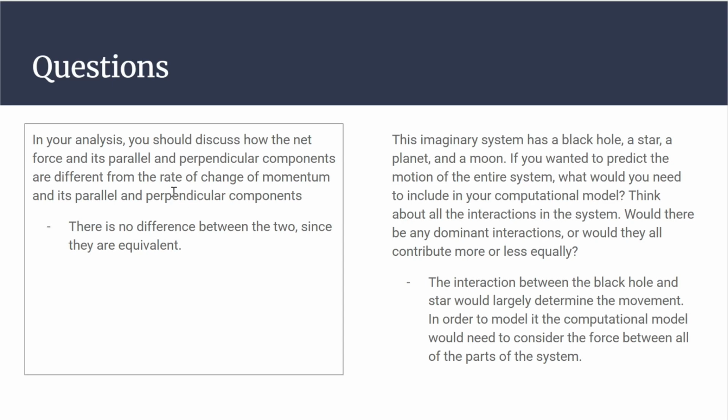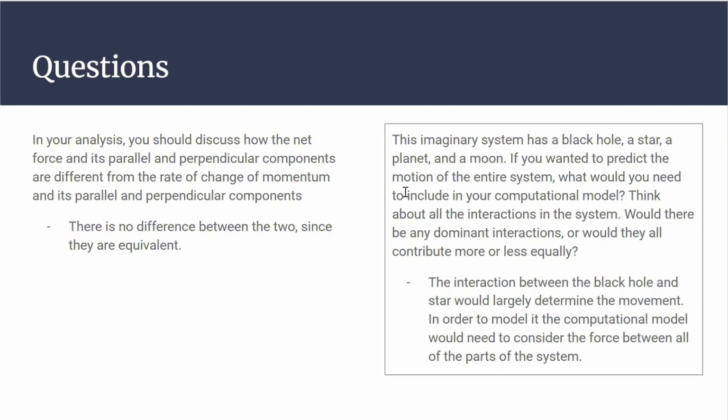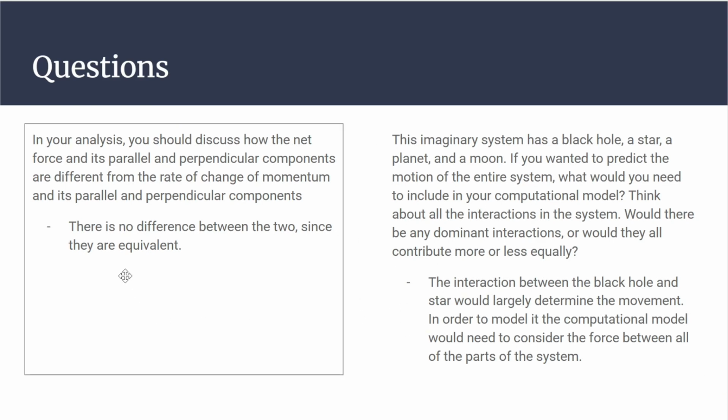And then for the second part, this imaginary system has a black hole, a star, a planet, and a moon. If you want to predict the motion of the entire system, what would you need to include in your computational model? Think about all the interactions in the system. Would there be any dominant interactions, or would they all contribute more or less equally? In terms of what interaction would be dominant, it would definitely be the one between the black hole and the star, because they have the most mass, and that would largely determine the movement of all the other objects. And then in order to create a computational model of this, we'd need to find the forces in between every single object and see how they influence each other.